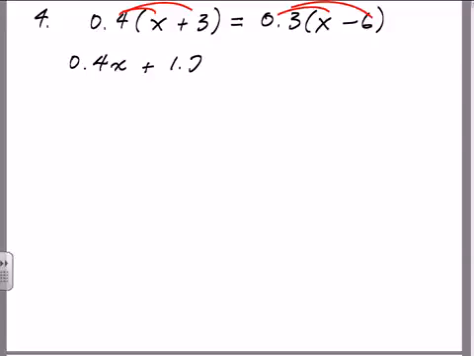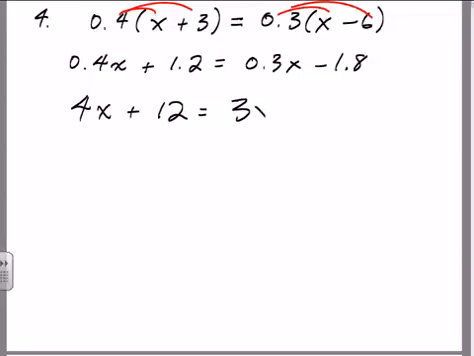0.4x plus 1.2 equals 0.3x minus 1.8. I notice everybody has one digit behind the decimal, so if we move everybody's decimal over one place, 4x plus 12 equals 3x minus 18. Ooh, does that look nicer?